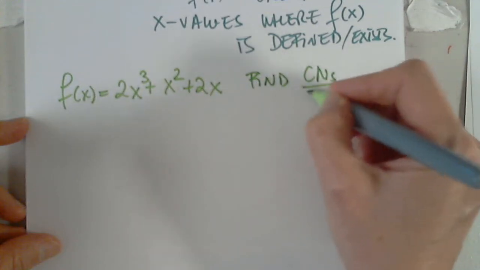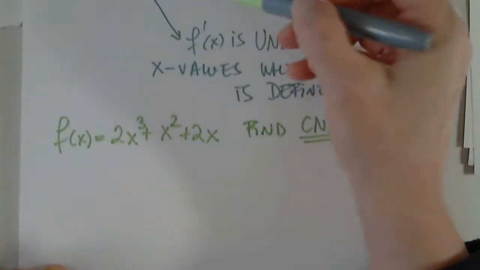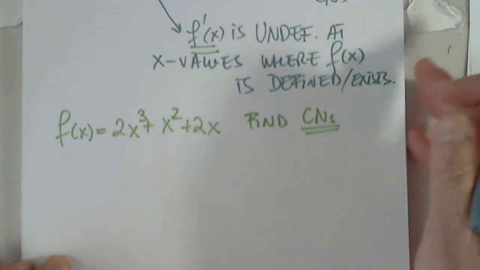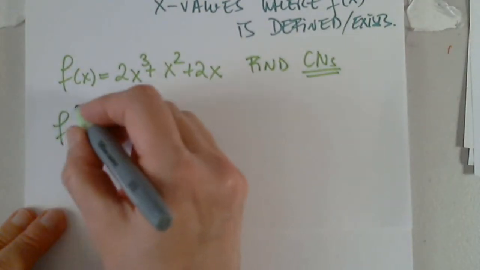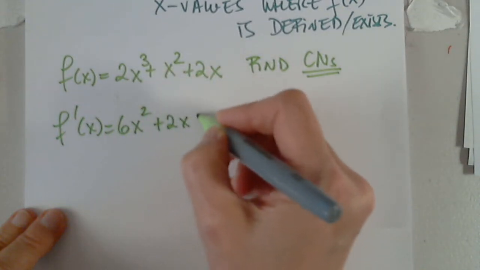Critical numbers, of course, if they exist. Obviously, I have to determine the first derivative in both, no matter what source. So the first derivative will tell us what is happening here. So f prime of x will be 6x squared plus 2x plus 2.